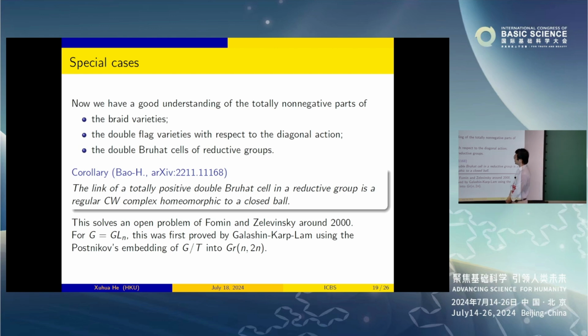Okay, I have to say that for the double Bruhat cell, we are not able to handle any Kac-Moody group. We are only able to handle the reductive groups, because here we have the B-plus and B-minus symmetry given by the longest element. I still expect that a similar result is true for double Bruhat cells for any Kac-Moody group, but it's not covered by this method.